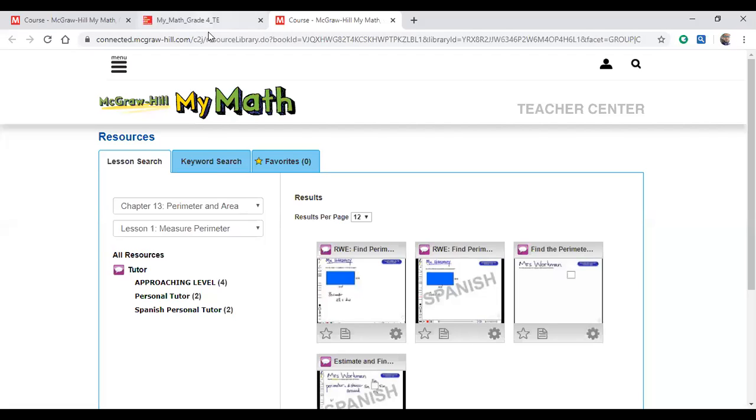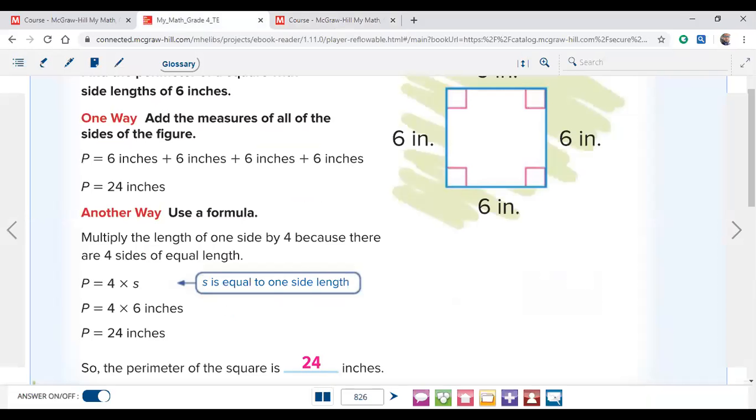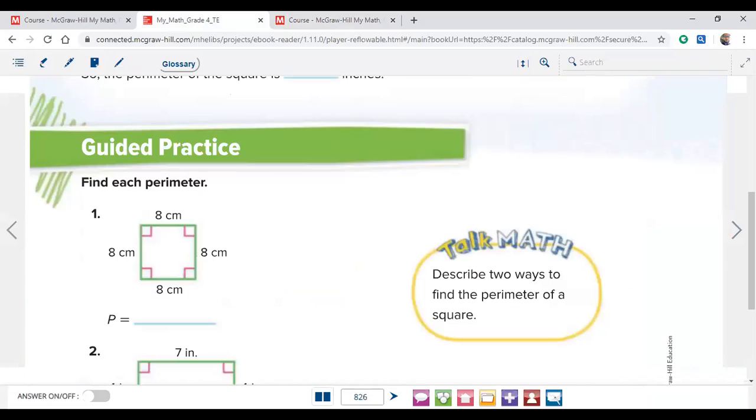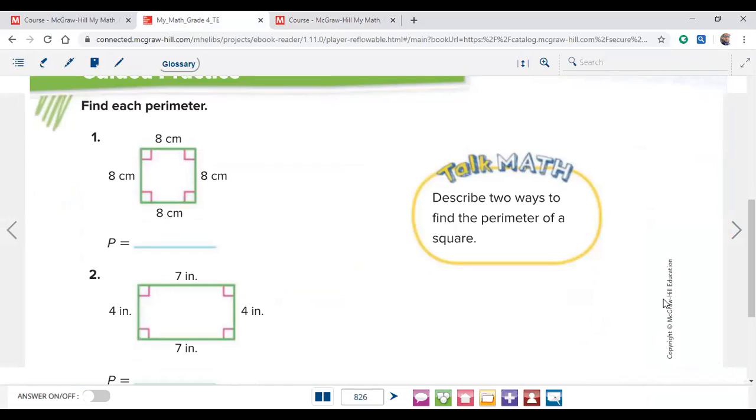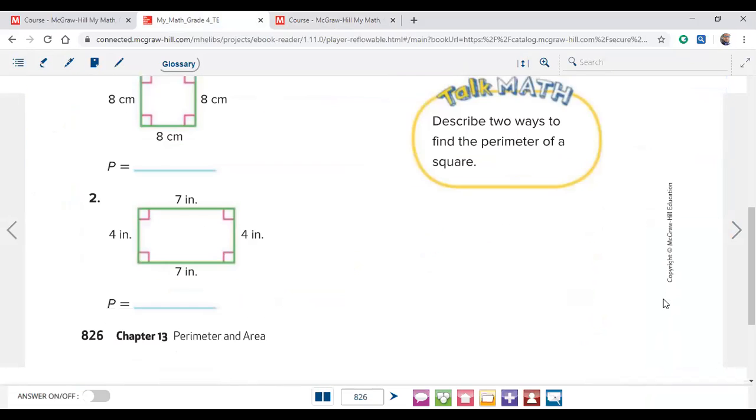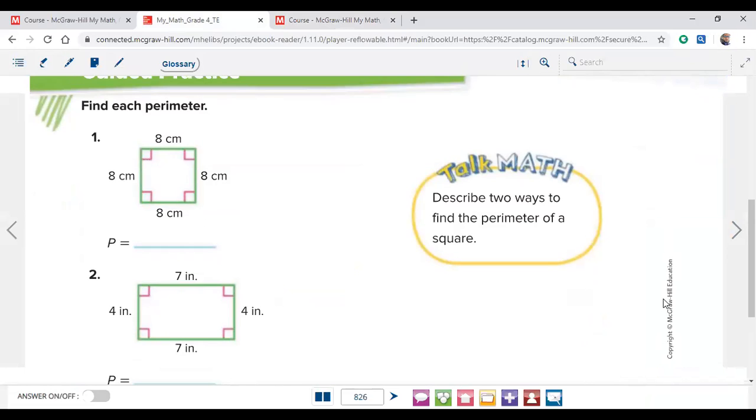Here in your book, page number 826, I have guided practice numbers 1 and 2. Find each perimeter. What do I have in number 1? A square, right. And in number 2, I have a rectangle. You can use any way. You have 2 ways to find the total, to add or use a formula. Up to you. Whichever is easier for you, you can go ahead with it.